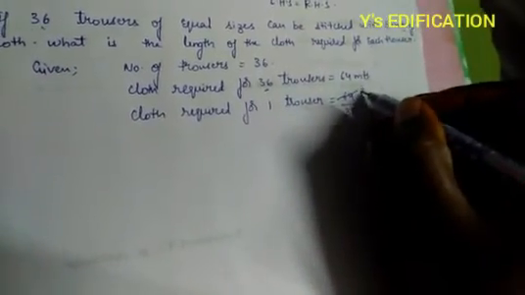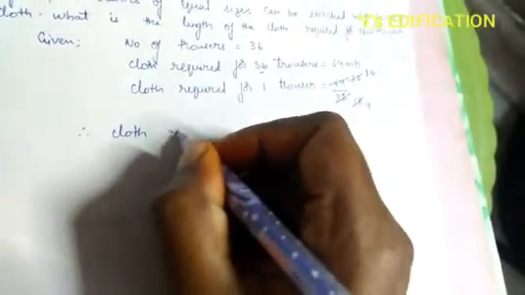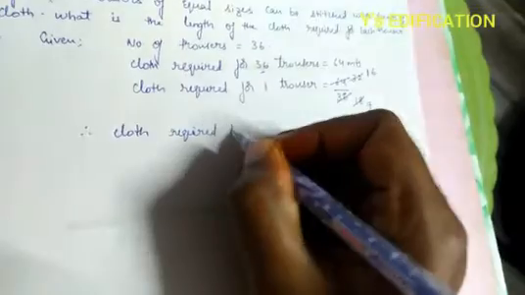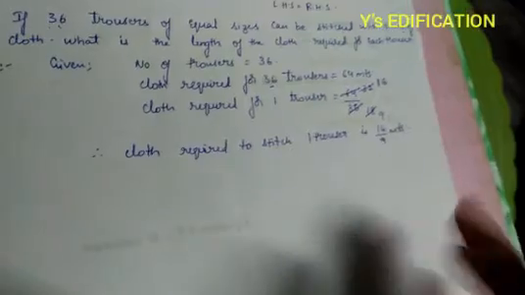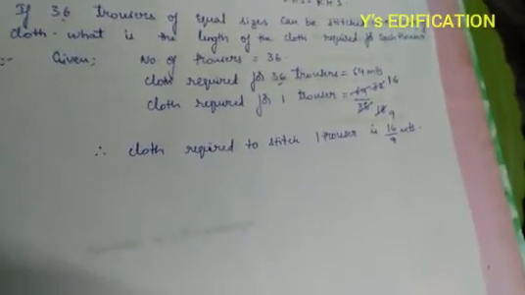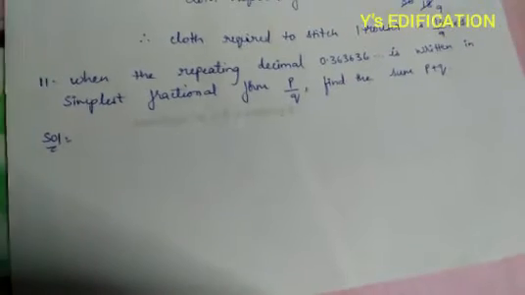64 by 36. Cancel with the 2 table. 2 3s are 6, 2 2s are 4, 2 18s are 36. Next, 2 9s are 18, 2 16s are 32. So, therefore, the cloth required to stitch one trouser is 16 by 9 meters. Simply, 16 by 9 meters of cloth is required to stitch one trouser. Okay, here is the next question.